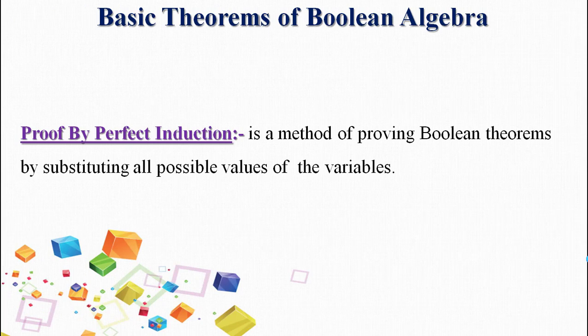Dear students, in the last class we have seen some of the basic postulates of Boolean algebra and also the principle of duality. So we had stated, starting with a Boolean relationship, another Boolean relationship can be derived by changing each AND to OR, or OR to AND, and by replacing 0 by 1 and 1 by 0.